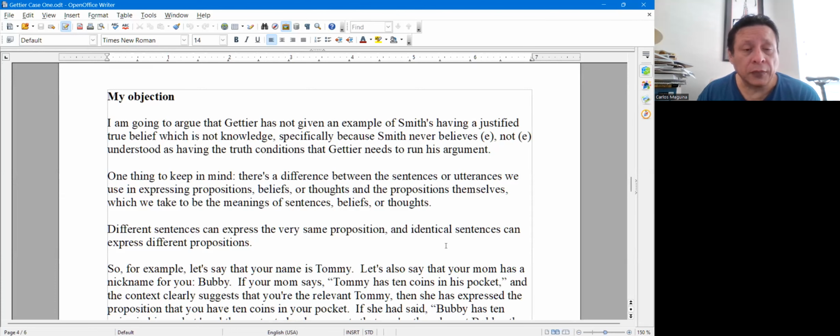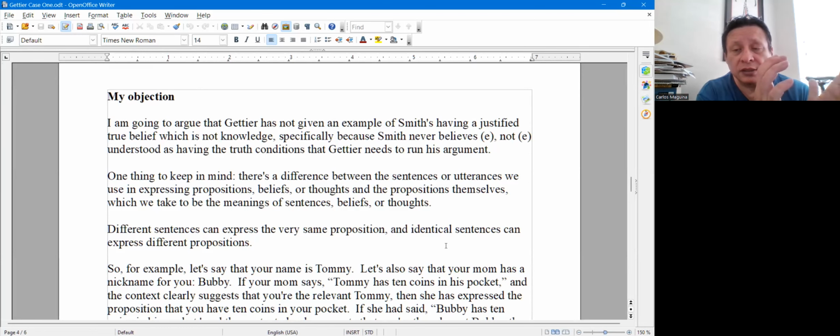So let's talk about the points that I need you to agree with, to agree ultimately with my argument. One thing to keep in mind: there's a difference between the sentences or utterances we use in expressing propositions, beliefs, or thoughts, and the propositions themselves, which we take to be the meanings of the sentences, or the meanings of the beliefs, or the meanings of the thoughts, right?